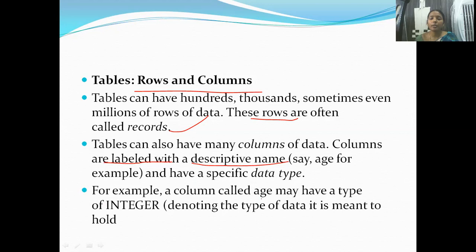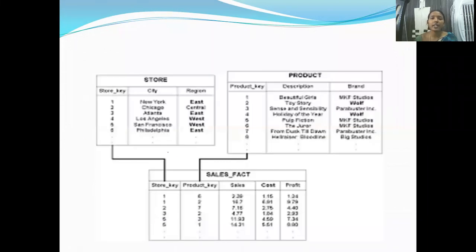Next, for example, a column named age may have the type integer. That means age is nothing but 40 years, 20 years, 18 years. It is numbers, and numbers can be represented in the DBMS as integers. Clear? So this is an example of a table. Relational database: store, product and sales fact. In this, the column names are store key, city, region, product key, description, brand, and there is a relation between these three tables. It shows a relation between this table and that table. Clear? This is about relational database.